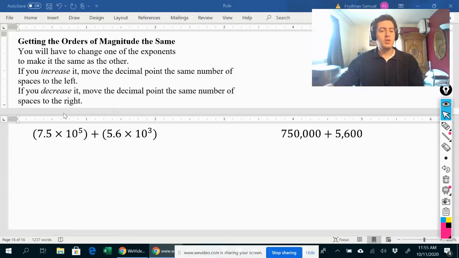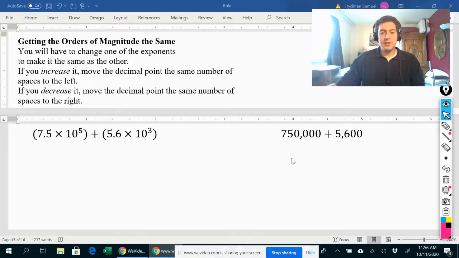So here I have 7.5 times 10 to the 5th power plus 5.6 times 10 to the 3rd power. And you can see over here, I've written this same problem with the numbers written in standard form. So 7.5 times 10 to the 5th is 750,000, and 5.6 times 10 to the 3rd is 5,600. So obviously I can add these two numbers together, right? That's not a problem. You've been doing that since elementary school.